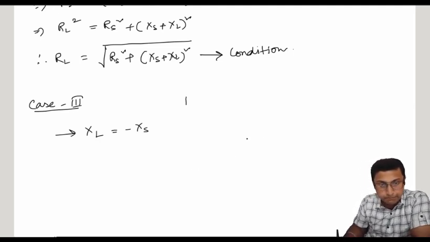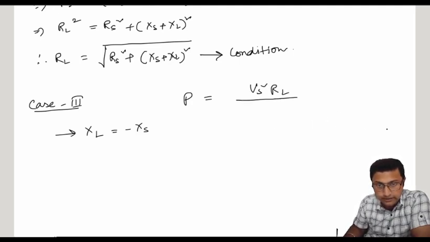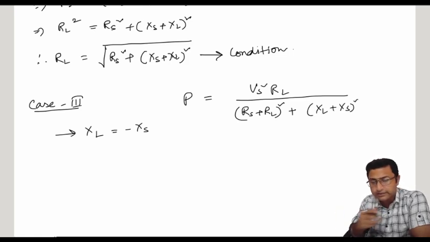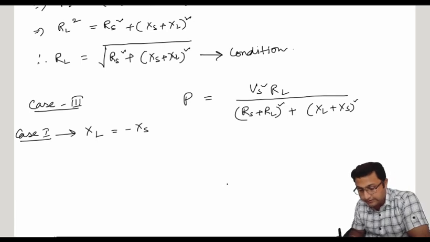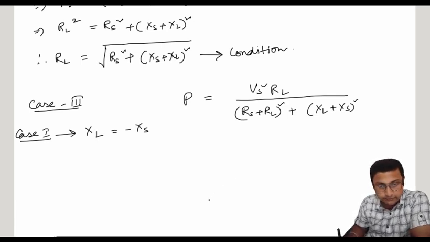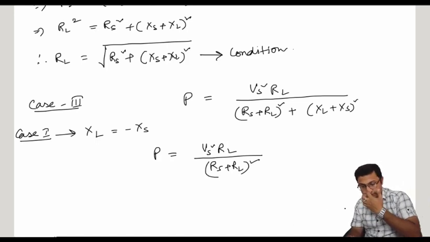So the power will be IL square RL, that means Vs square RL divided by (RS plus RL) whole square plus (XL plus XS) whole square. This is the general formula of power. So from case 1 we get XL equal to minus XS. So by putting this we get P is equal to Vs square RL by (RS plus RL) whole square.